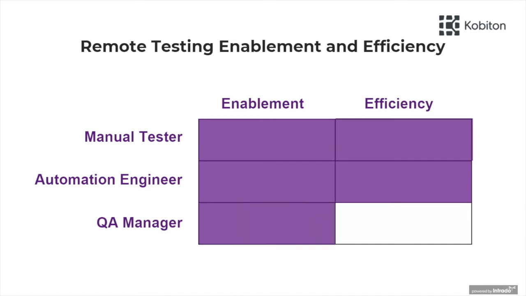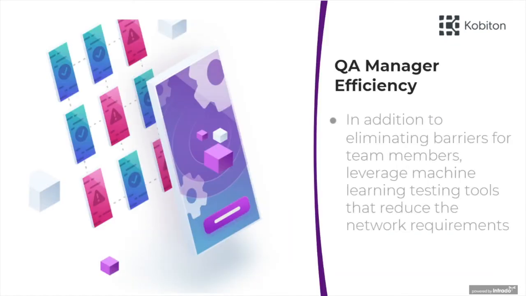And so the last part of this is just the QA manager and efficiency. There's a great opportunity here for the QA manager to take this as a chance to leverage machine learning testing tools that reduce some of the network requirements or the connectivity requirements, so they can perform autonomously a set of tests. And we at Kobiton have been launching some products around this to help manual testers and automation engineers become more efficient and not require them to be connected at all points during the testing workflow.